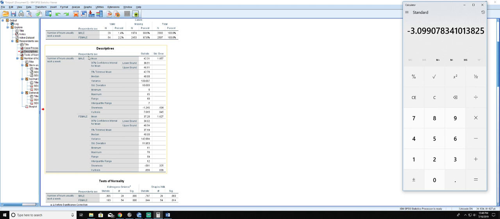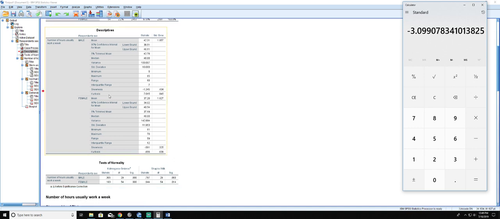So in this situation with your male variable, you would reject normality based on the skewness statistic. But next we're also going to talk about kurtosis and your Shapiro-Wilk test.